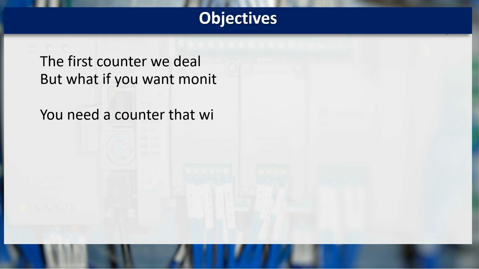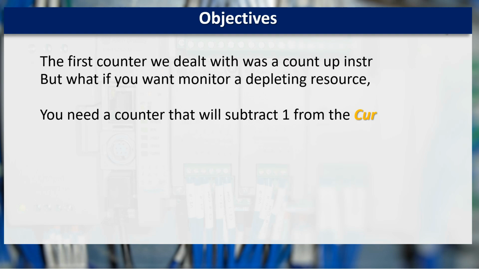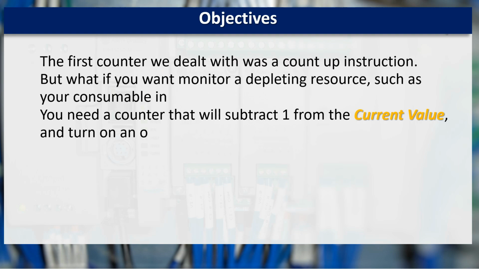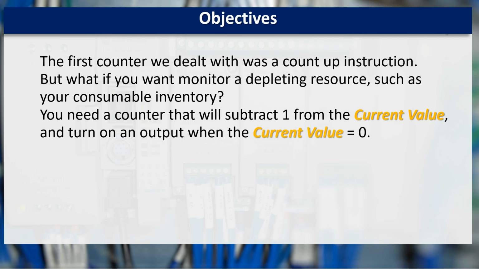The first counter we dealt with was a count up instruction. What if you need to monitor a depleting resource, such as some of your consumable inventories? You need a counter that will subtract 1 from the current value and turn on an output when the counter value equals 0. You need a countdown counter.